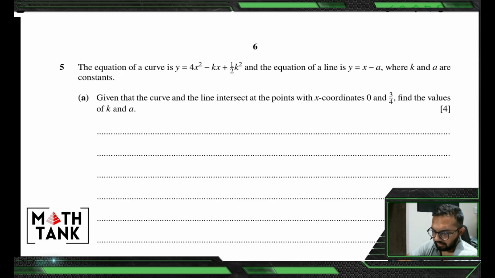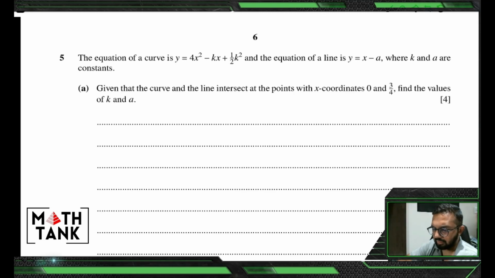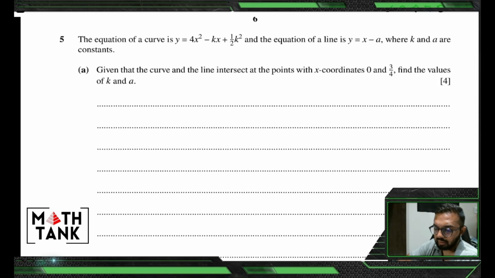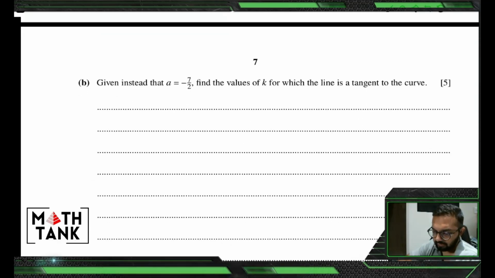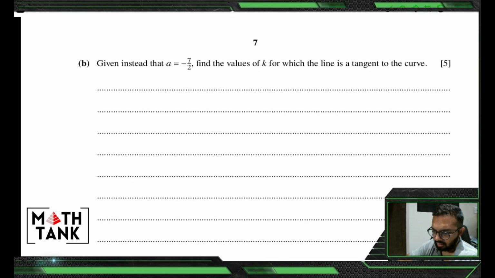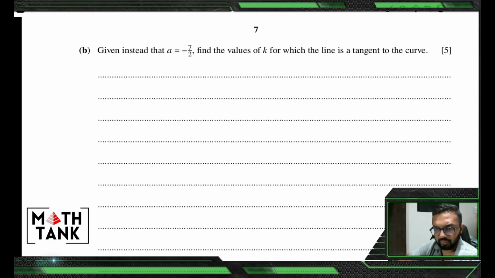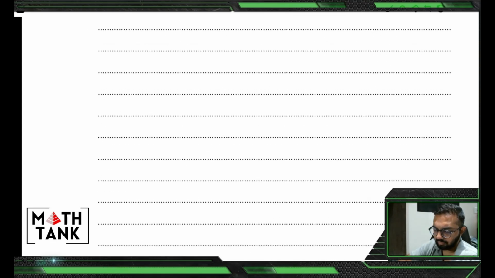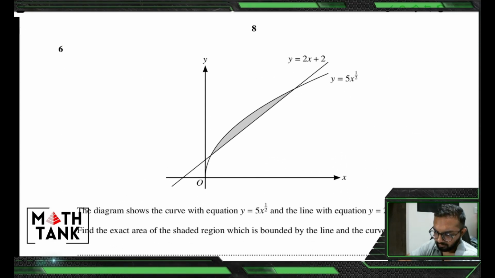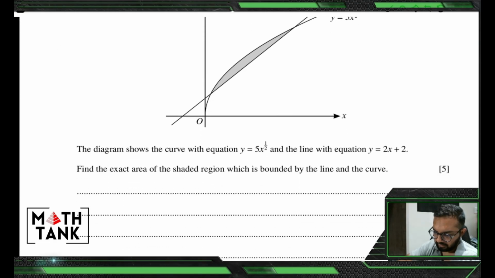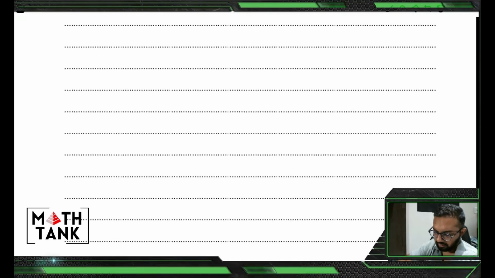If it tells you the x coordinates, you see that there are two solutions. You could just solve simultaneously, plug in the two solutions, you'll get two equations in a and k, and you can get your answers from there. You can do this with quadratics, I think, or you can also do this with differentiation. This is also a fairly easy question, nothing very complicated about it.